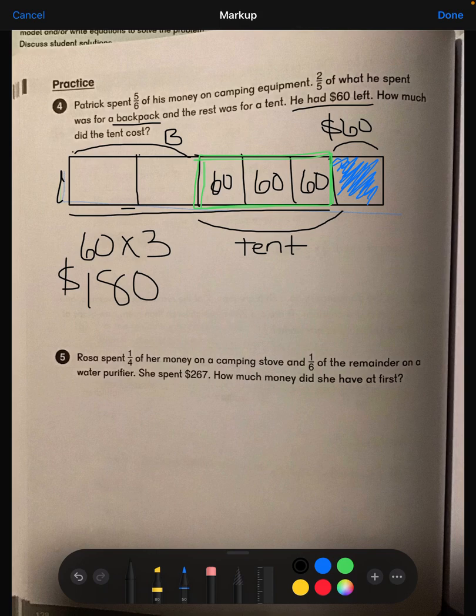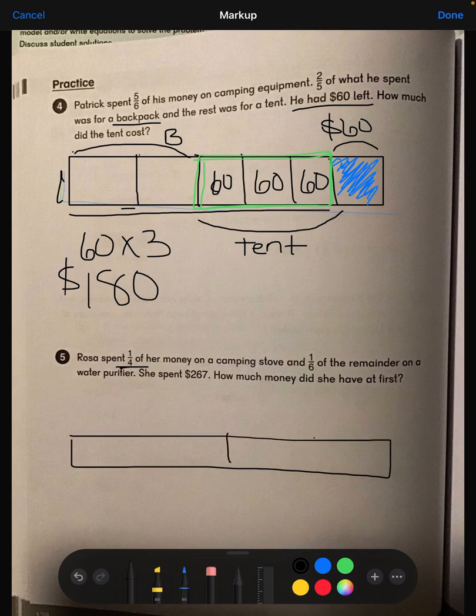Let's look at the second one. The second one says Rosa spent 1/4 of her money on a camping stove and 1/6 of the remainder on a water purifier. She spent $267. How much money did she have at first? So the first part of this tells us how much money she spent. Just like the last one, we're going to create a bar model that represents that with 4 separate pieces.